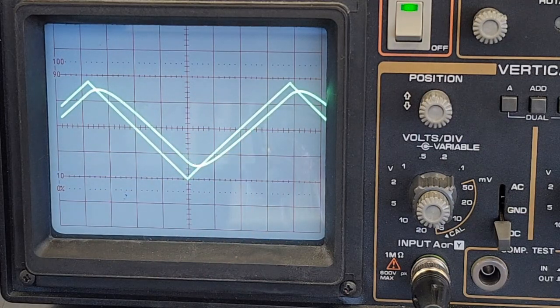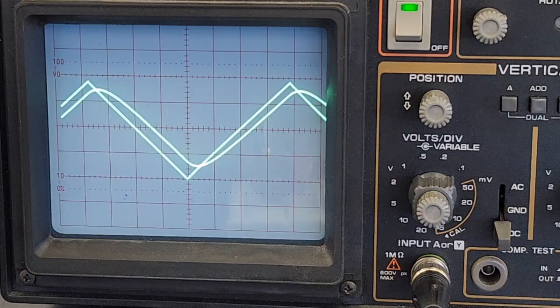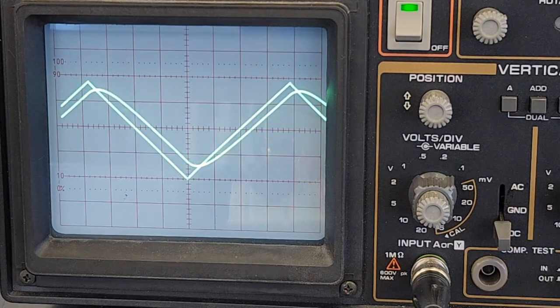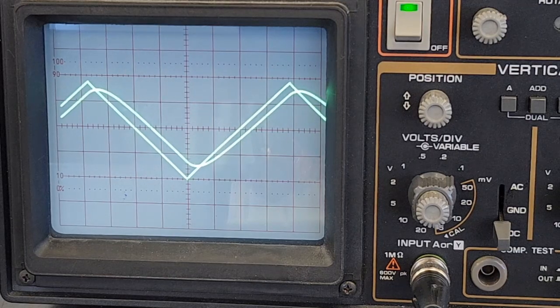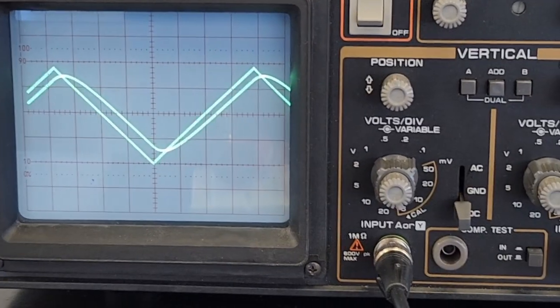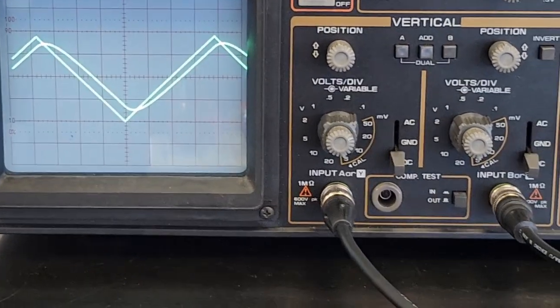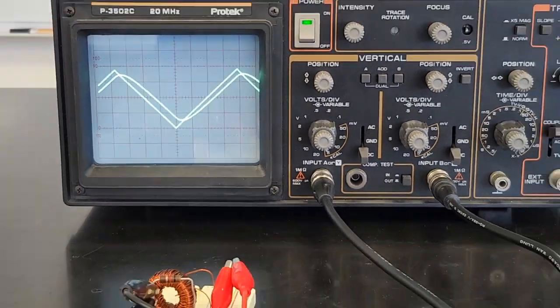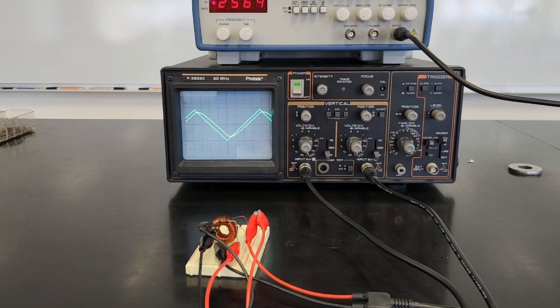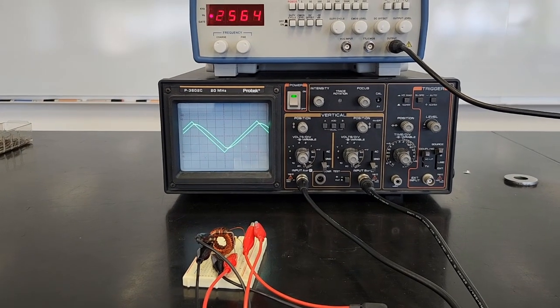So that's the experimental answer. Again, the rounded curve shows the voltage drop across the resistor, which is proportional to the current. And at places where the current is increasing, the voltage drop across the resistor has to add up to the voltage drop across the inductor to equal the output signal. So in those places, the voltage drops as the current goes through the inductor.